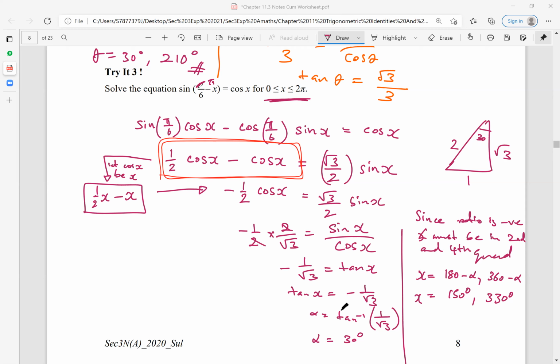negative. When the ratio is negative, it belongs to either second quadrant or fourth quadrant. That's why I wrote this over here so that you'll be able to get this part correct. Once it is confirmed that it's in second and fourth, you need to find out what is your basic angle first. Now remember, for your basic angle, do not insert the negative sign. Are you with me? Do not insert the negative sign.